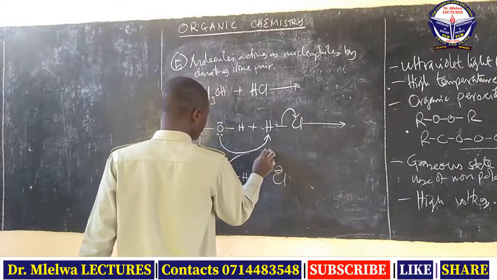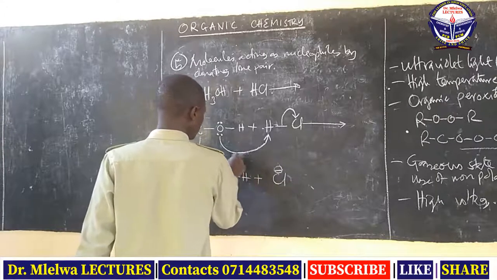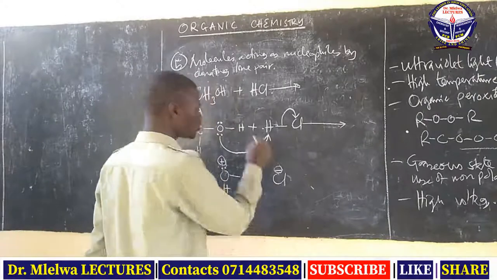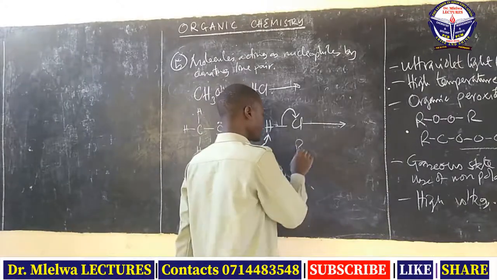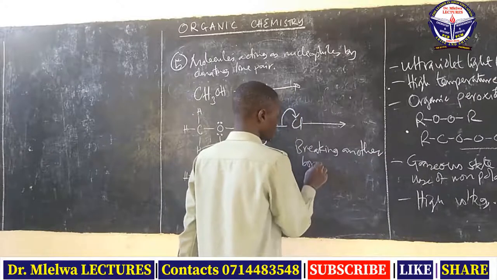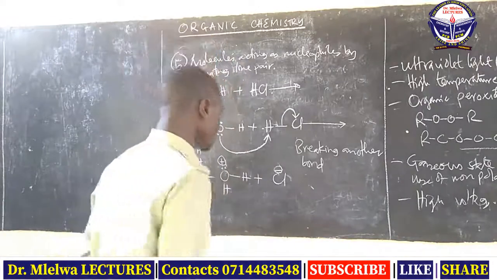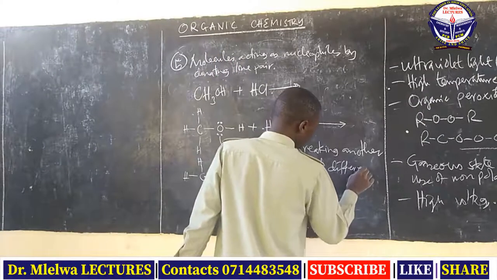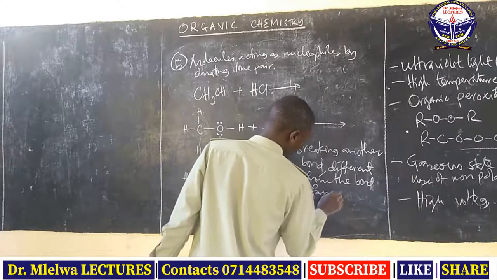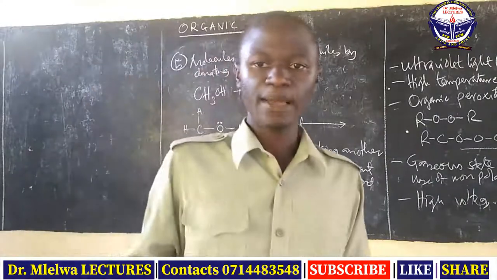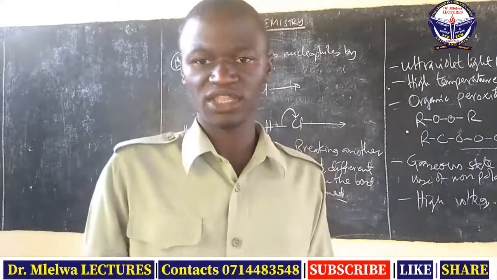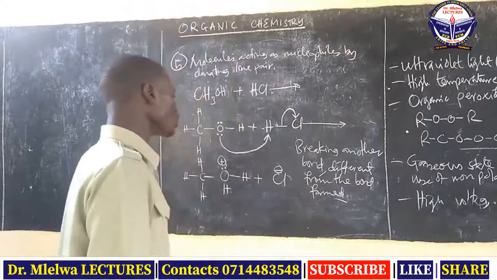So we see that it resembles other principles, but this is different. We are talking about molecules which act as nucleophiles by donating a lone pair. So this positive charge is neutralized by breaking another bond, which is different from the bond formed. So the bond which is broken must be different from the bond which is formed. That is a very important thing for you to know. Very important when you break a bond, confirm.